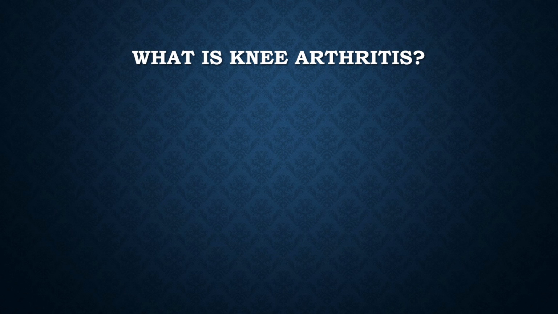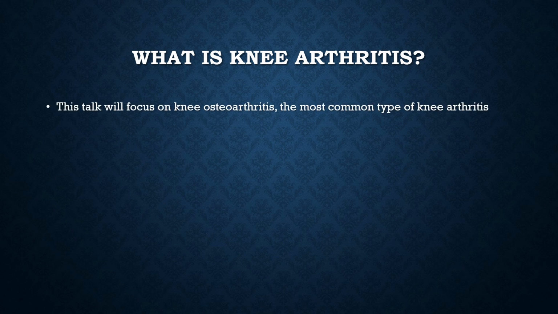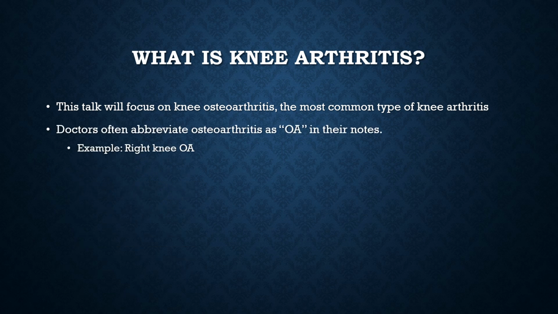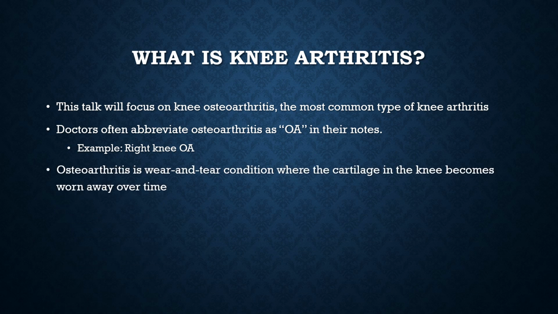What is knee arthritis? This talk will focus explicitly on knee osteoarthritis, the most common type of knee arthritis. Doctors abbreviate osteoarthritis as OA in their notes. For example, right knee OA. Osteoarthritis is a wear and tear condition where the cartilage in the knee becomes worn away over time.